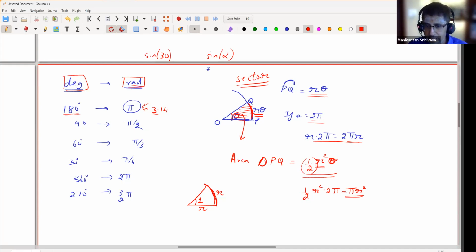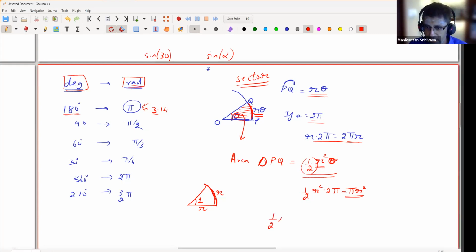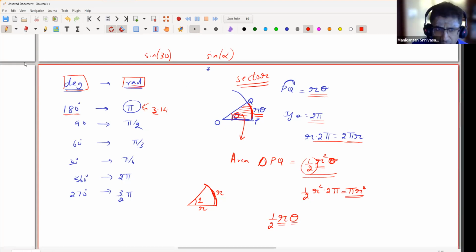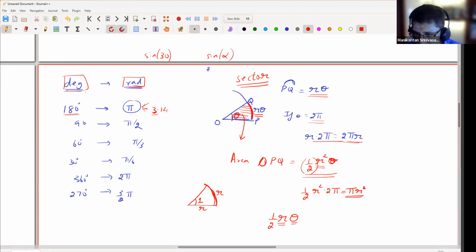For example, if someone lied to you that area is half into r into theta instead of r square, you should suspect, right? The answer should be a length square. How can it just be a length? And theta is dimensionless. Angle does not have any dimensions at all. Okay, so anyway, it's not half r theta, it's half r square theta.